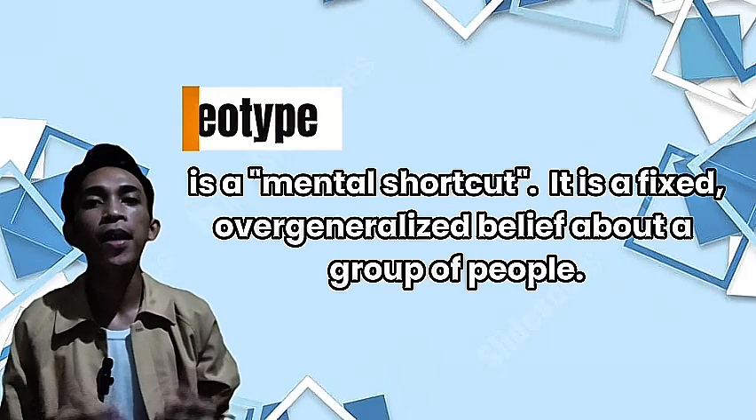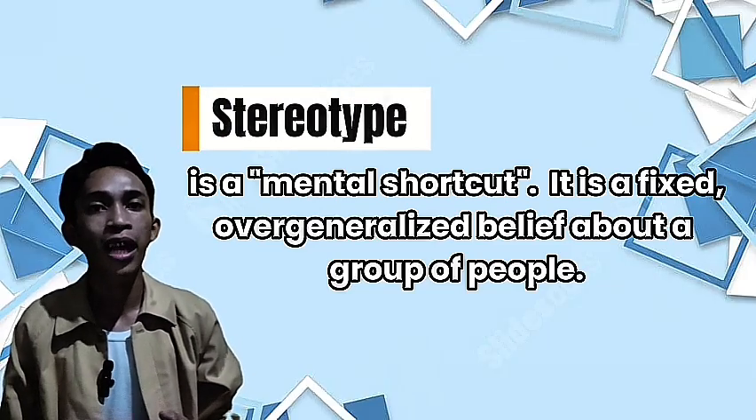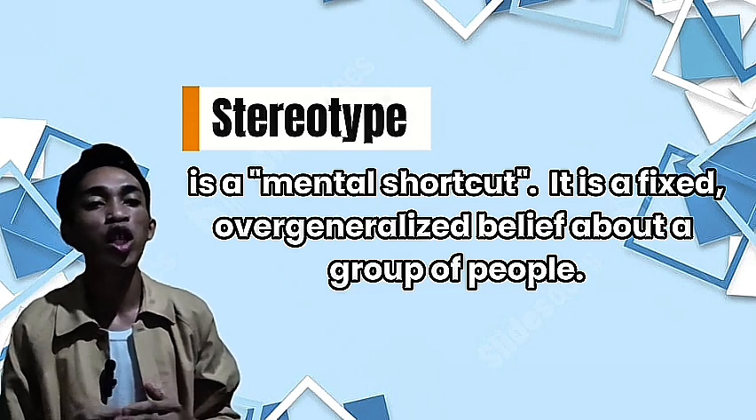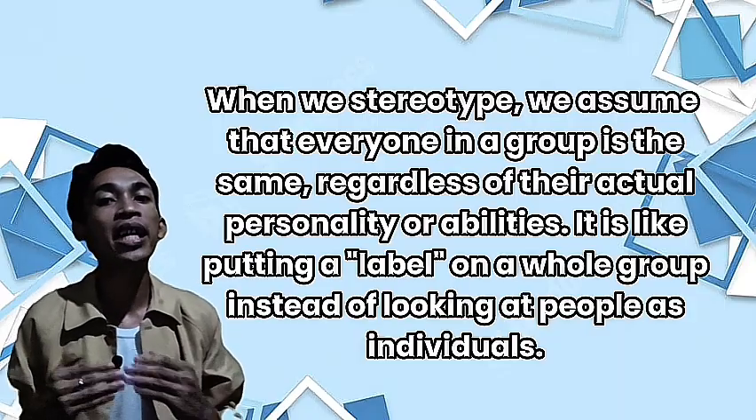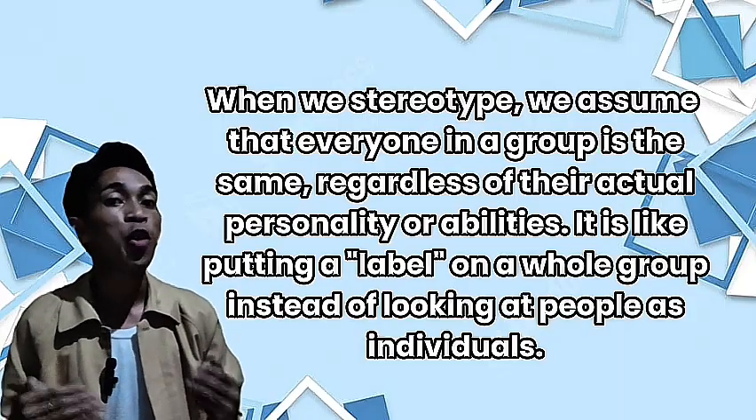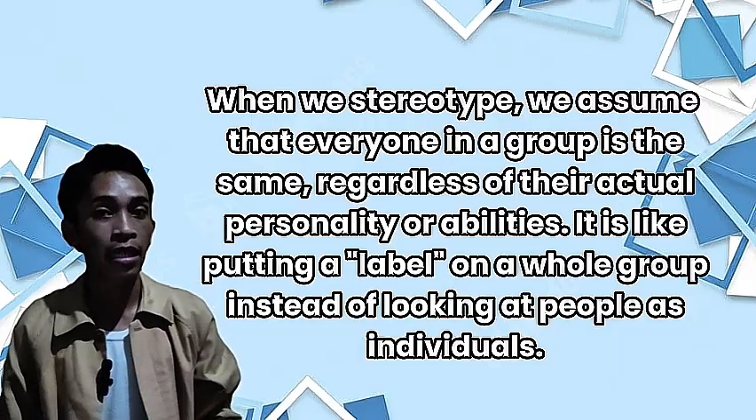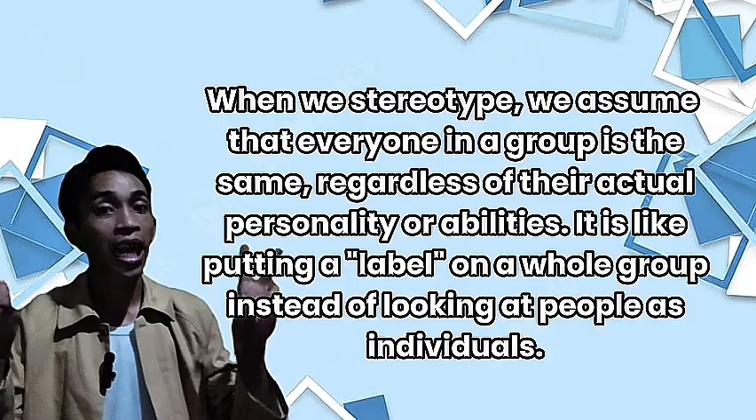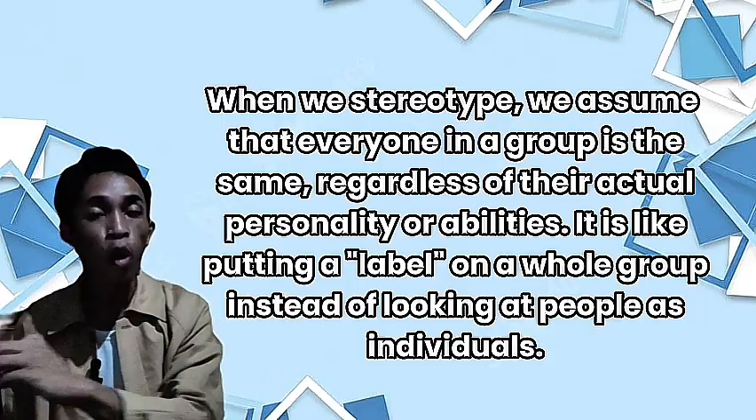At its simplest, a stereotype is a mental shortcut. It is a fixed, overgeneralized belief about a particular group of people. When we stereotype, we assume that everyone in a group is the same, regardless of their actual personality or abilities. It is like putting a label on a group of people instead of looking at people as individuals.